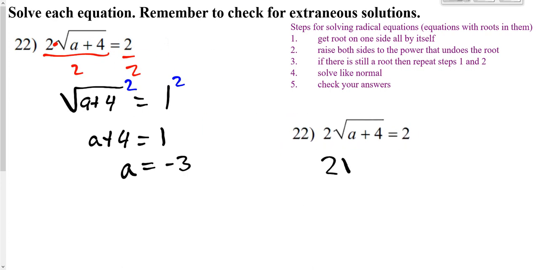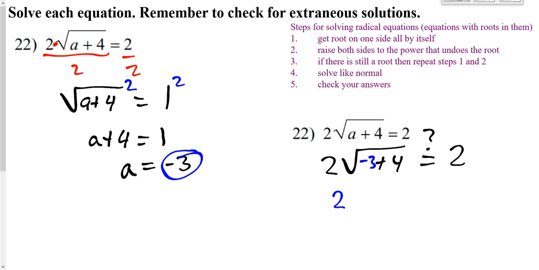And then I'll try to figure it out to see if I get the same thing on both sides. So if I plug in my answer of negative 3 for my a, on the left side I get 2 times the square root of 1. Well, I know the square root of 1 is 1, so I get 2 on the left side, which matches the 2 over there, so it does work.